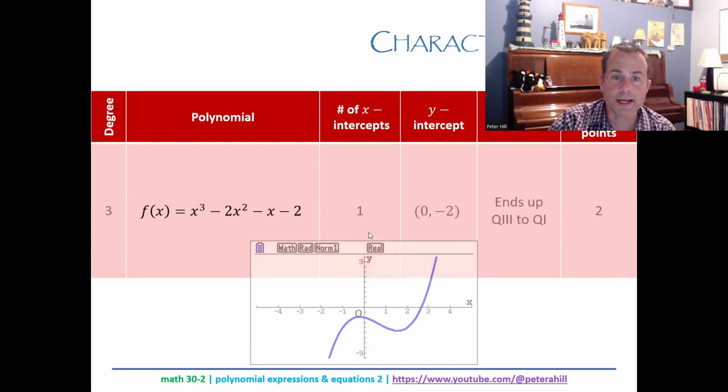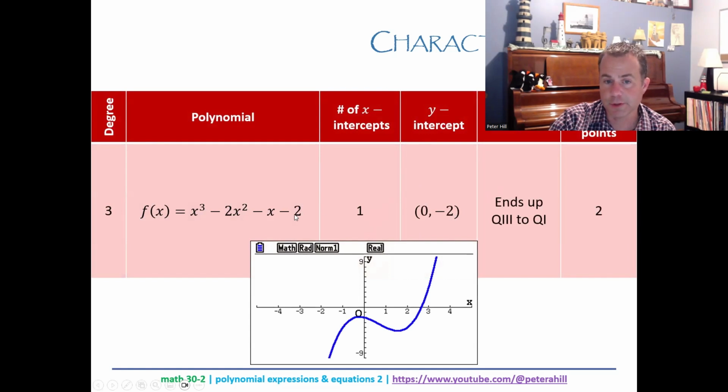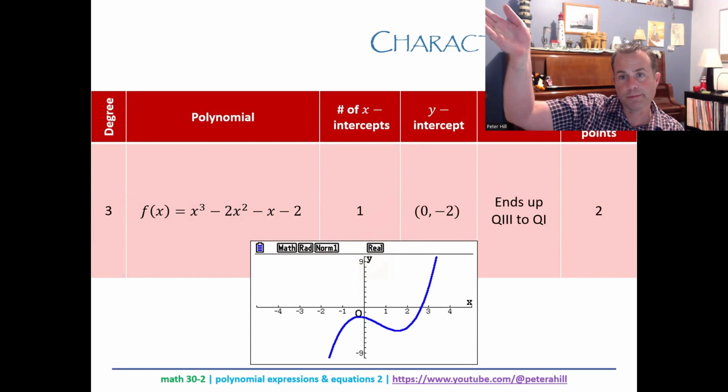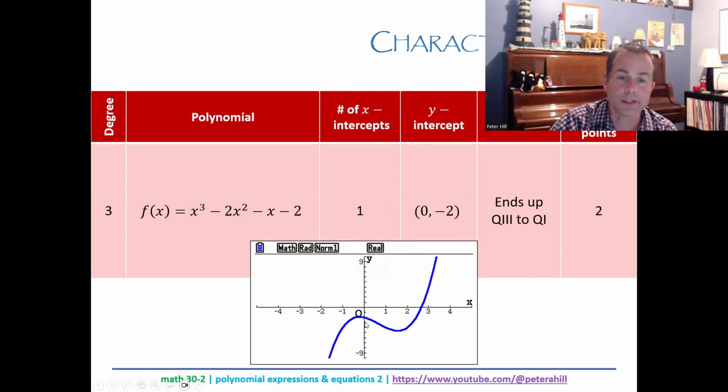I'm going to end up with one x-intercept on this one. My y-intercept is at (0, -2), and I can see that here, and I can see it in the constant term. I'm going from quadrant 3 up into quadrant 1. And again, the number of turning points is 2. I have a turning point right here, and I have a turning point right here.